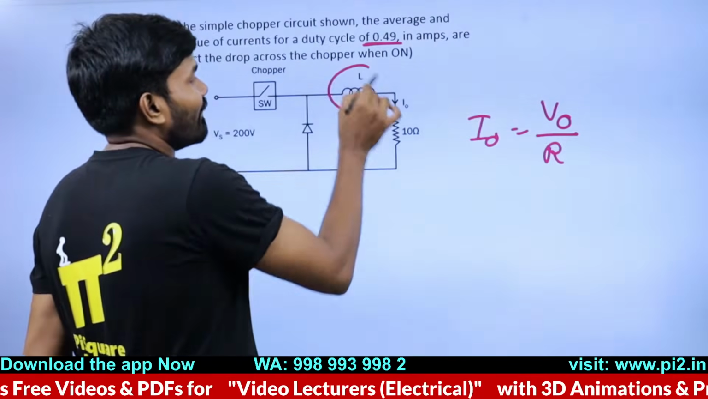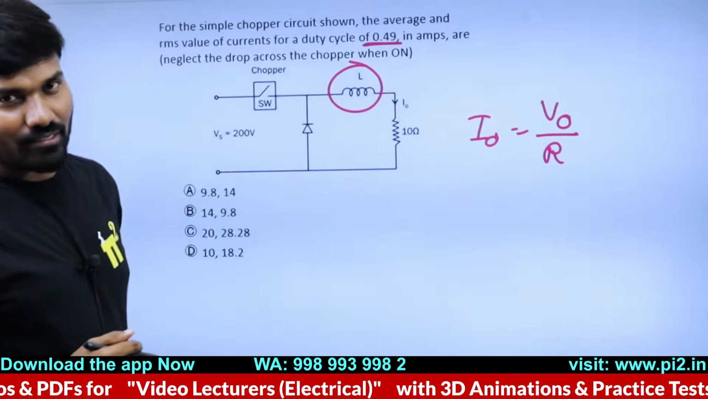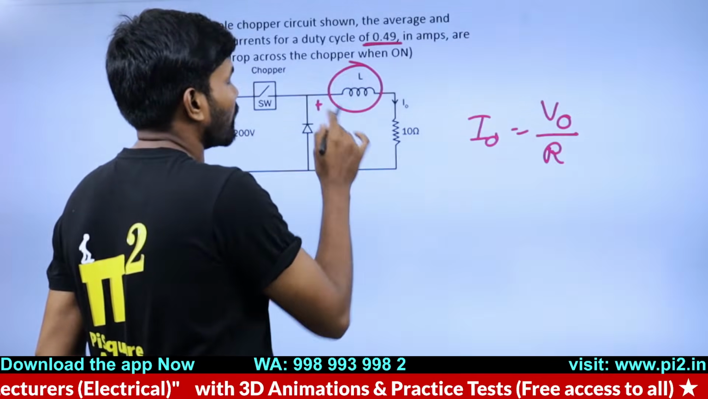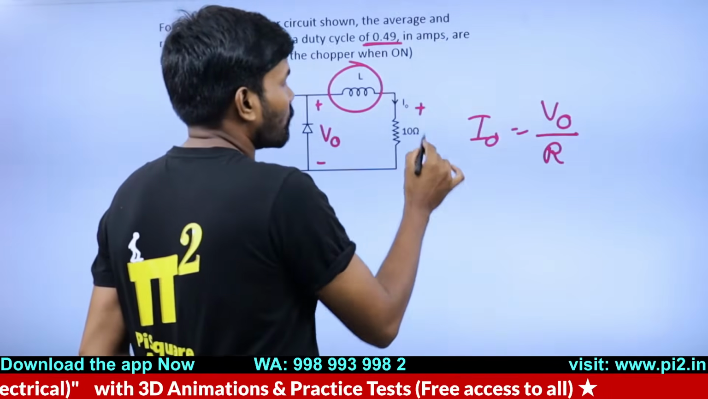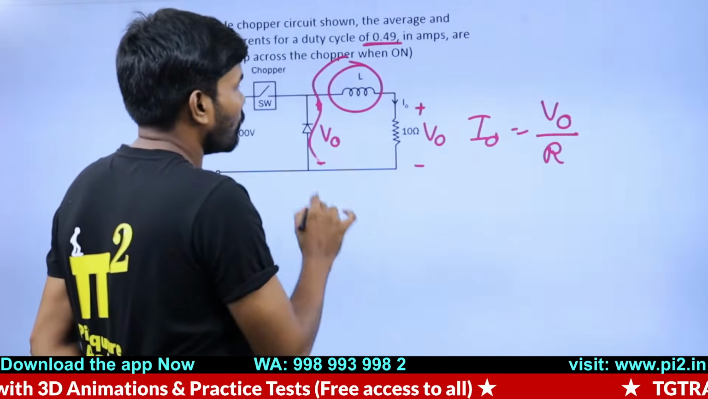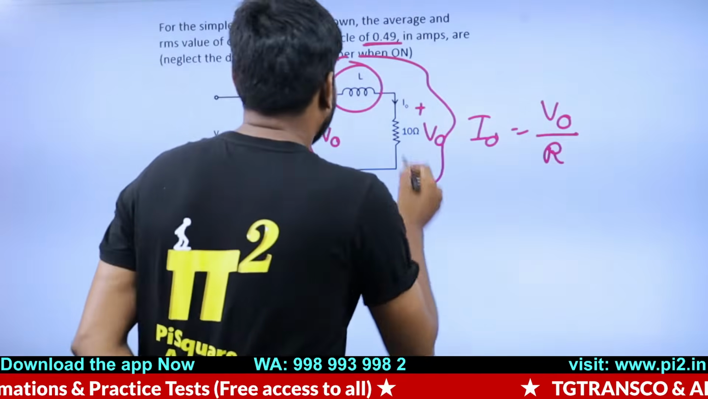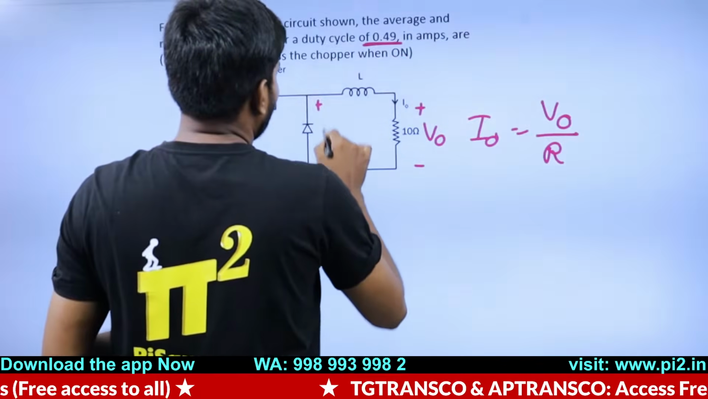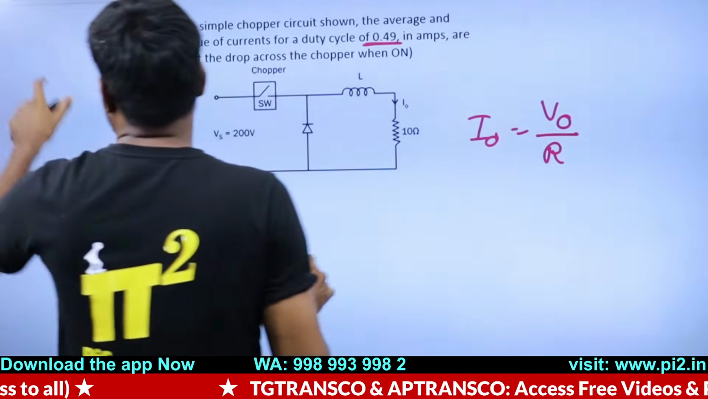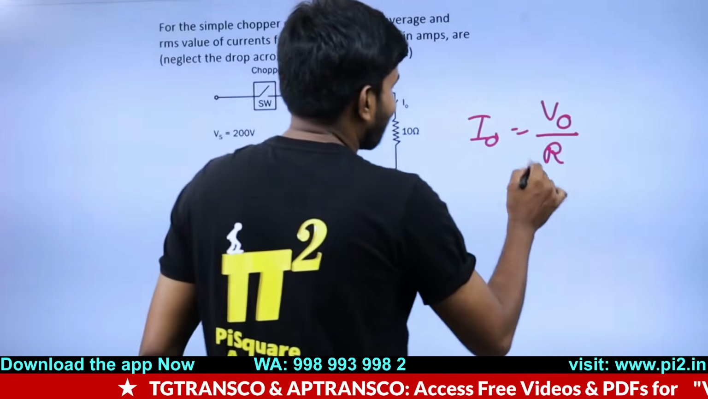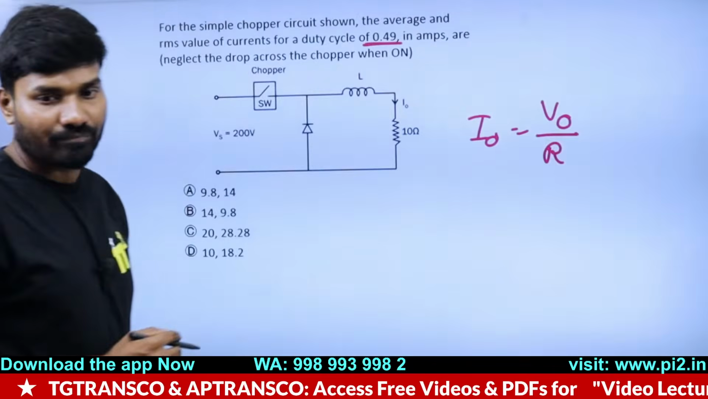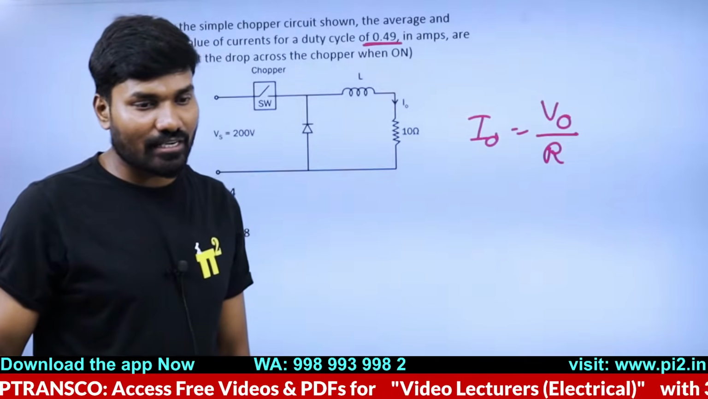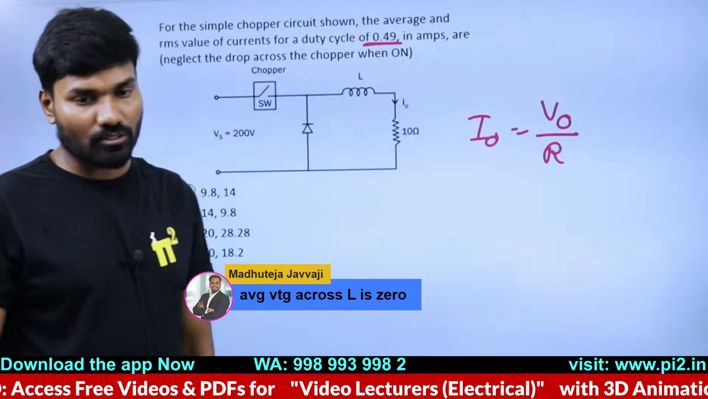Now, sir, what about this inductance? Because load means you have to include it, so you may have to take this inductor value also. But why am I not taking it? Why am I taking only resistance in the denominator of the formula? Tell me why. Yes, perfect. Madhu Teja has given the answer, and the right logic also.